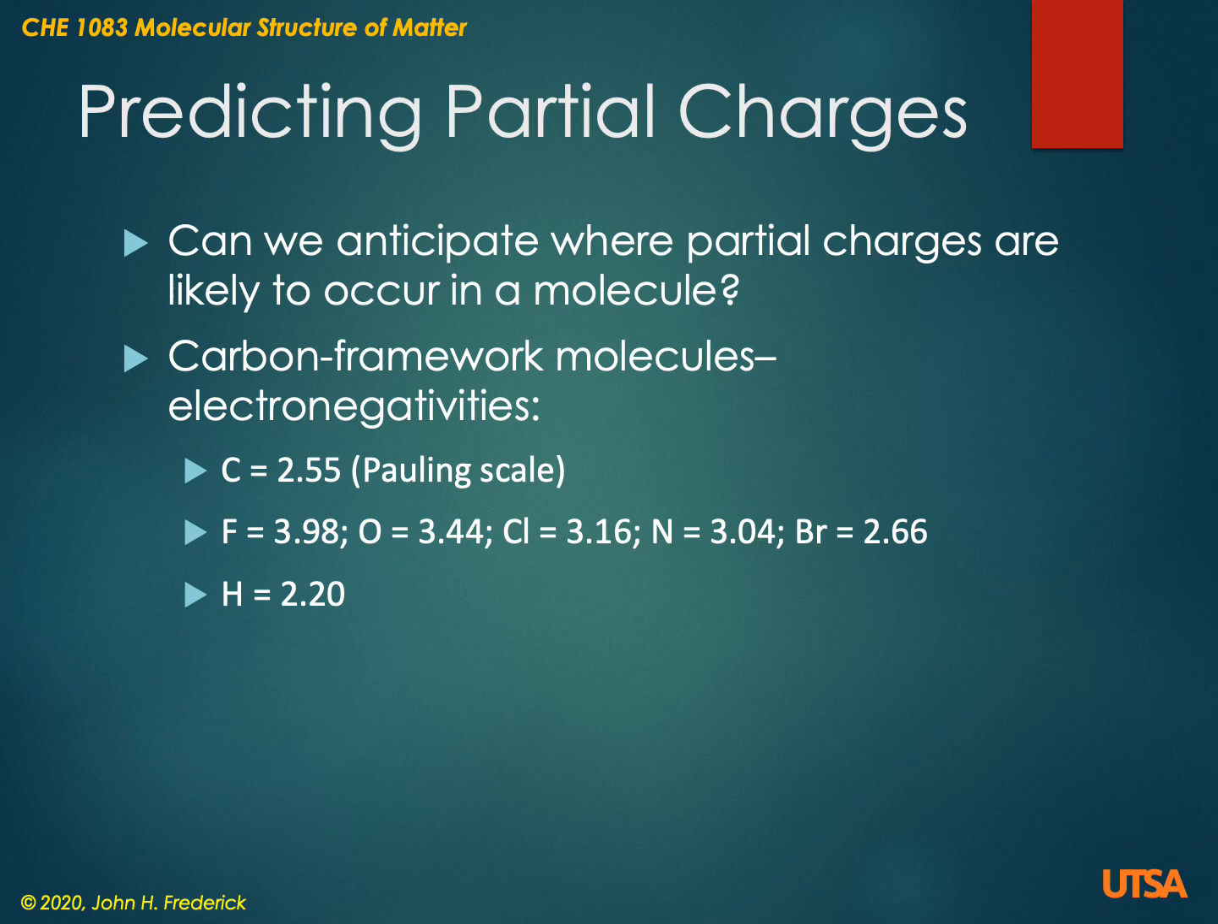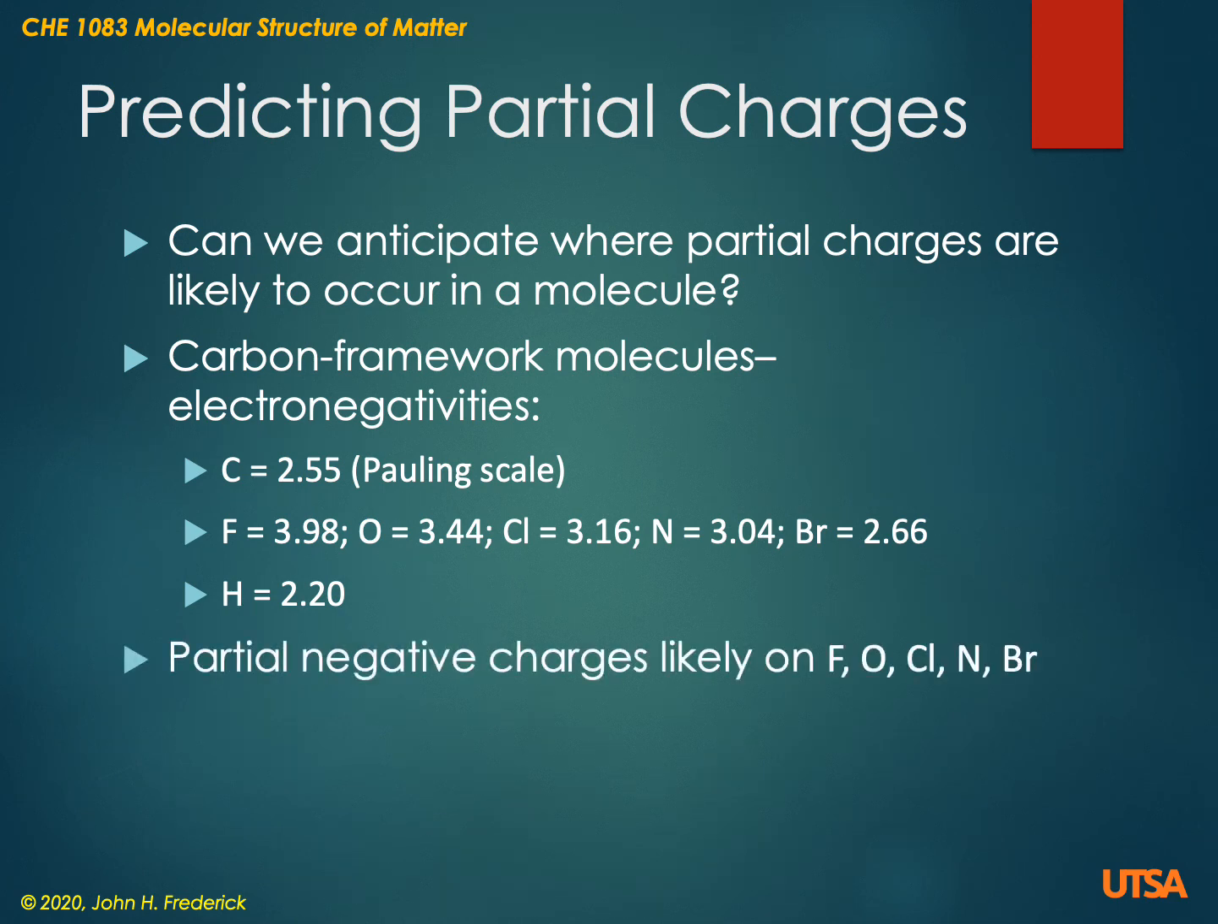So we might expect them to draw the electrons to themselves more when they're bonded to carbon. Hydrogen, on the other hand, has electronegativity that's less than carbon, and we've already seen that the carbon-hydrogen bond is not particularly polar. It's still classified as a covalent bond, a nonpolar covalent bond. So we're likely to see partial negative charges on the series of elements that are listed in the second row there: fluorine, oxygen, chlorine, nitrogen, and bromine.